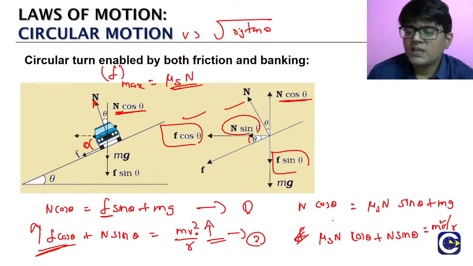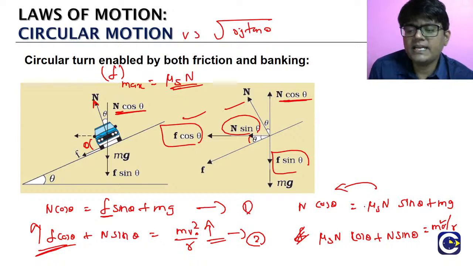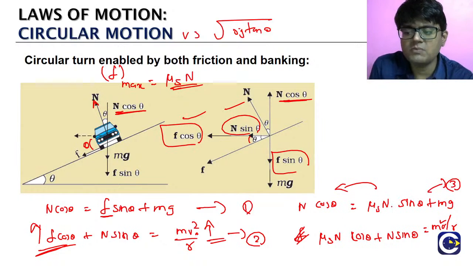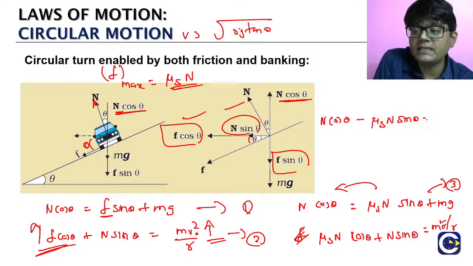Okay, let's rearrange this, we'll call it equation 3. Equation 3 நம்ம கொஞ்சம் rearrange பண்ணலாம். என்ன தெரியுமா? We'll bring this mu s into n sin theta to the left side. So n cos theta minus mu s into n sin theta is equal to mg.